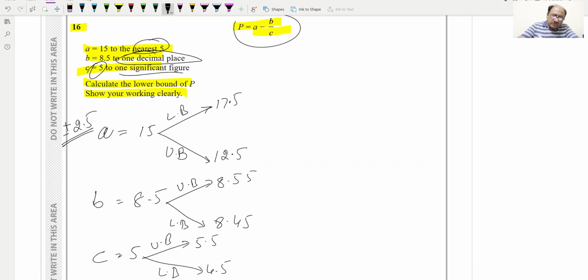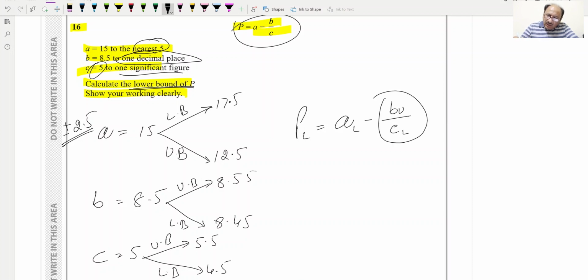Now we'll have to focus on the given equation and we have to calculate the lower bound of P. How we'll get lower bound of P? Our target is to get lower bound of P. So we require minimum answer. So lower bound of A minus this will be upper bound of B and lower bound of C. Basically this one should be higher value so that we can subtract higher value from this lower value and we should get a small value ultimately for P. This is the technique. Hopefully you understood this.